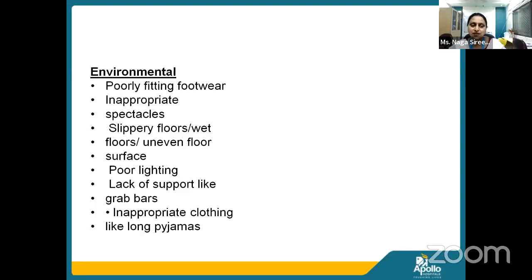And environmental factors, which are very, very important for us in our hospital. The environment is very, very important: poorly fitting footwear, inappropriate spectacles, poor lighting, lack of support, grab bars, inappropriate clothing, and wearing no clothes.